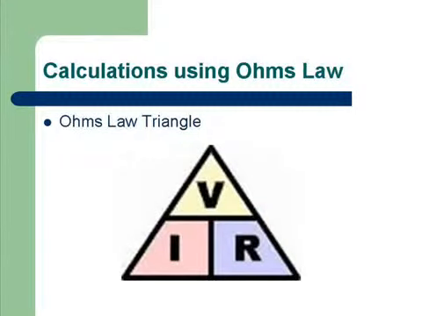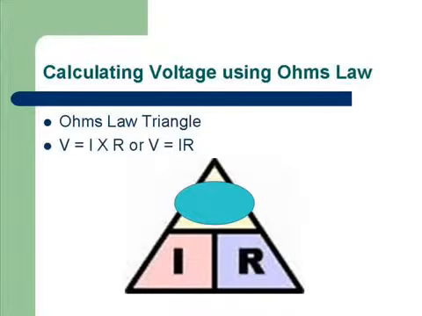The best way to calculate electrical quantities using Ohm's law is to use the Ohm's law triangle. In the next short section I'm going to show you how we can calculate voltage, current and resistance using this method. To work out what the electrical quantities are using Ohm's law, you simply cover the quantity you're after. In this case you'll notice the blue oval I've covered V, and the rest of the triangle tells me that to calculate V it's simply I times R.